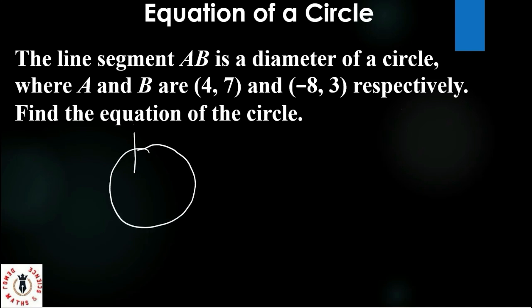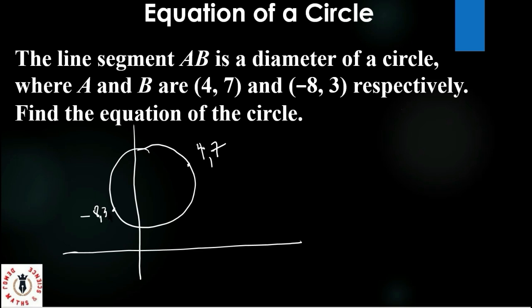Then I would like to draw the Cartesian coordinates to suit this diagram. And where A and B are 4 and 7, I'll pick this A and B 4 and 7, that's in the positive axis. That's 4 and 7, both of them are positive. And B is minus 8 and 3. Okay, minus 8, that's negative in the x-axis and positive in the y-axis, and 3.